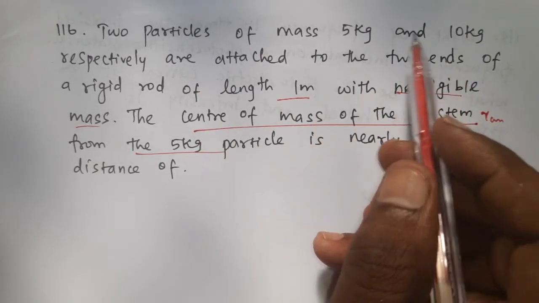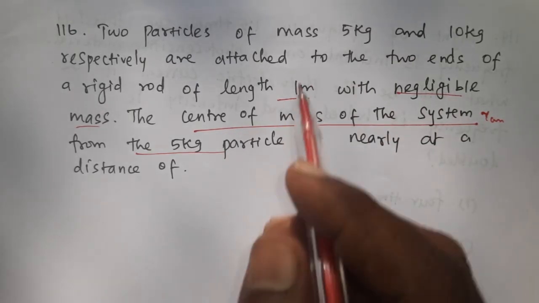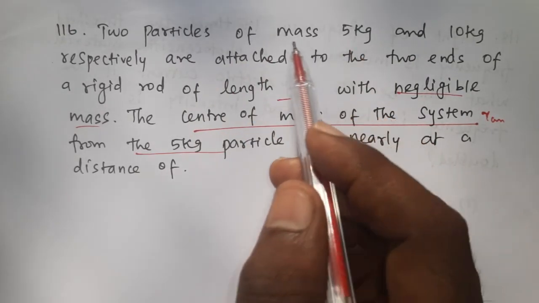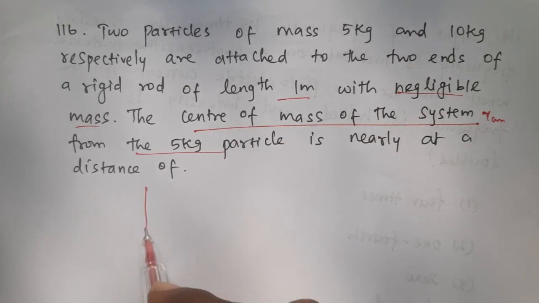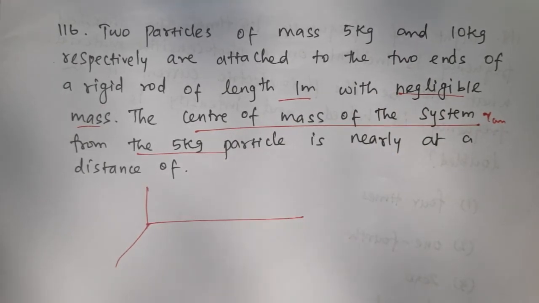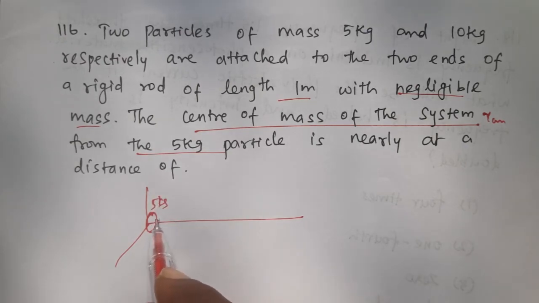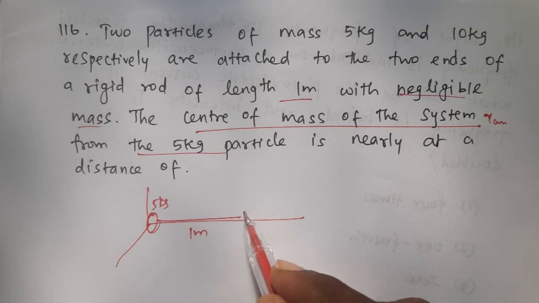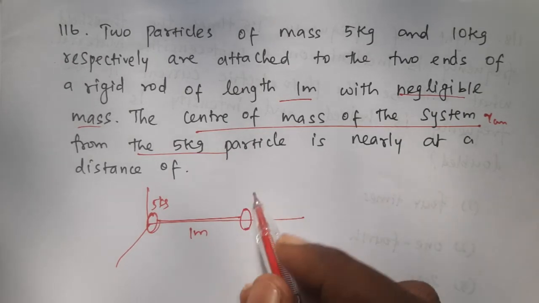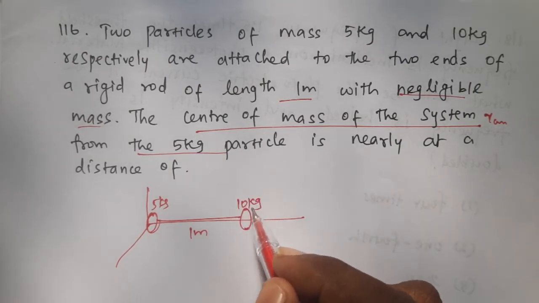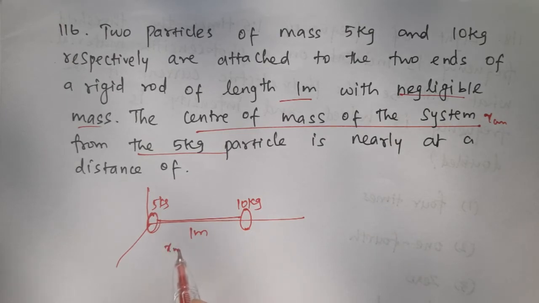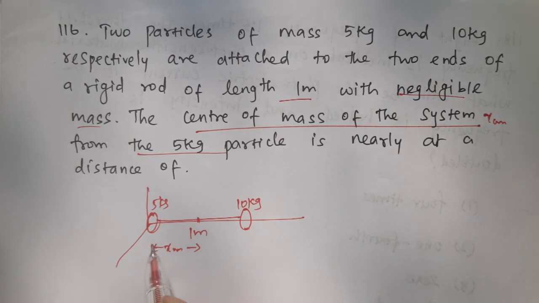So two particles are there. One particle's mass is 5 kg, another particle's mass is 10 kg. So we can use coordinates. Let us consider that at the origin there is the 5 kg particle. At 1 meter distance there is another particle, its mass is 10 kg. Let us consider xcm to be the distance of the center of mass from the 5 kg particle, according to the question.